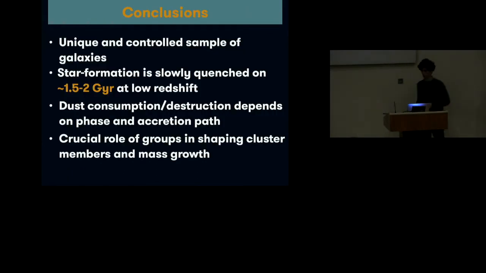And so I leave you with my conclusion. Again, the uniqueness of LoCuSS is that it contains so many different environments all at once, and it's very easy and very controlled to select different sorts of objects. We seem to find univocally at these redshifts star formation quenching being slow, and potential hints of effects already at these redshifts of dust consumption or destruction. And crucially, the importance of groups in both the population of clusters but also mass growth. So thank you again for your attention.